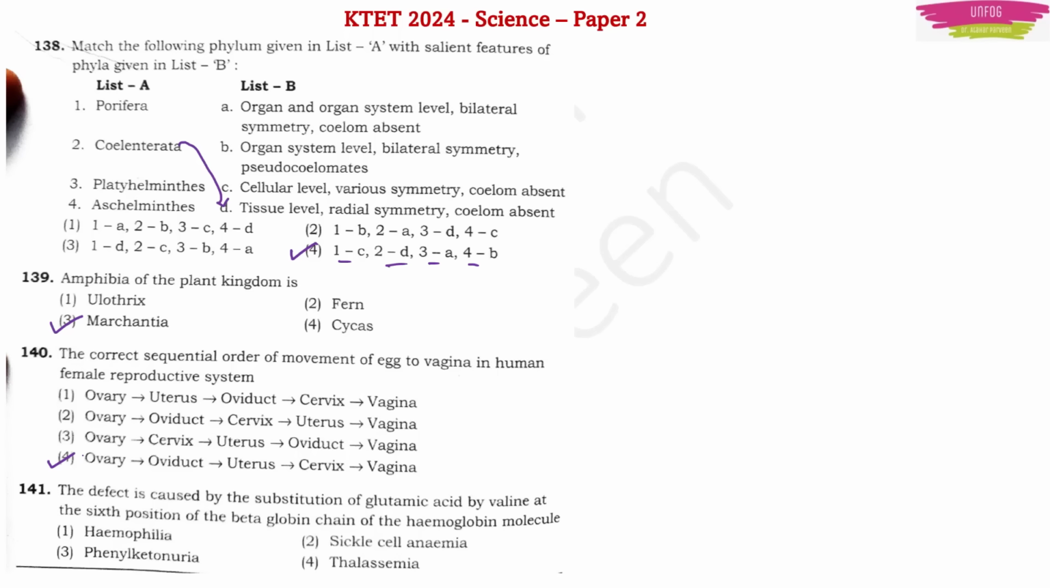Next question. The defect is caused by the substitution of glutamic acid by valine at the 6th position of the beta globin chain of the hemoglobin molecule. This is also a very tough question as per me, being a PM method student. I feel that this question is very tough. Anyway, let us answer this question.